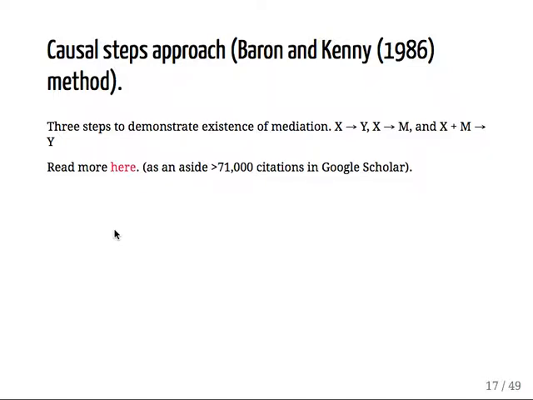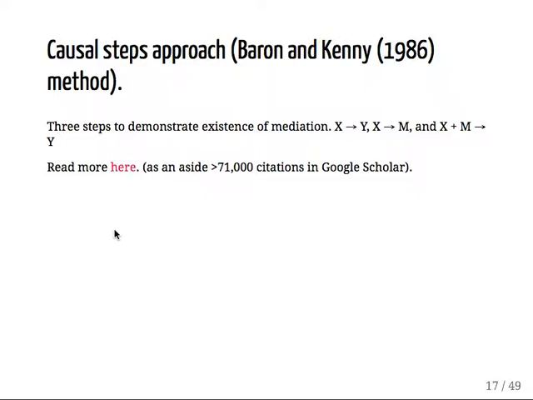we might have come across, which is Barron and Kenny, and this is known as a causal steps approach. So if you read in your literature example that they use the causal steps approach, they will have used the Barron and Kenny method, and hopefully they'll have a citation to that Barron and Kenny 1986 paper. And so they say there's 3 steps which you need to demonstrate the existence of mediation.